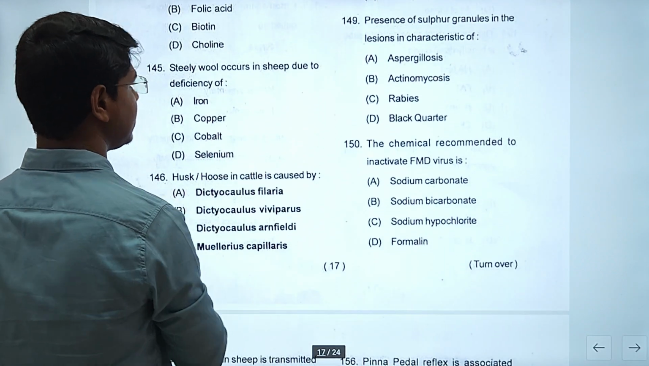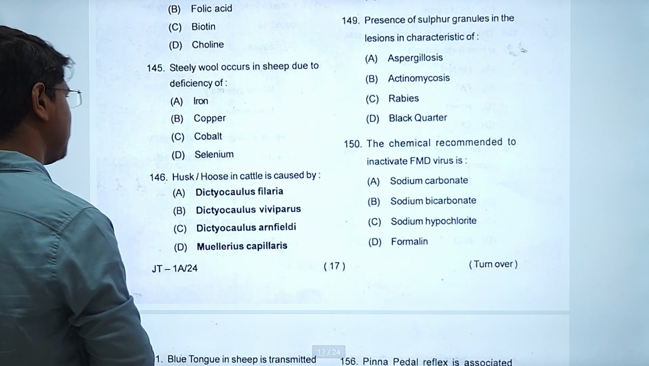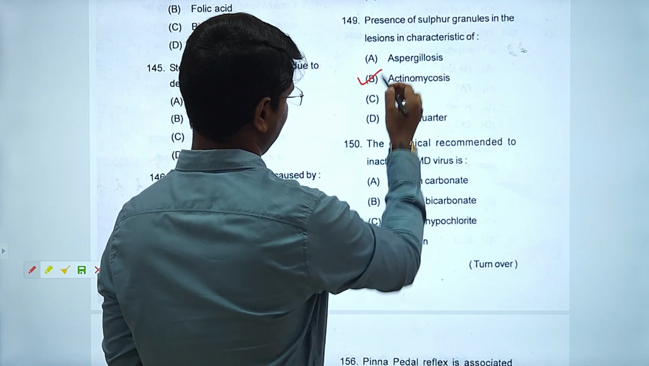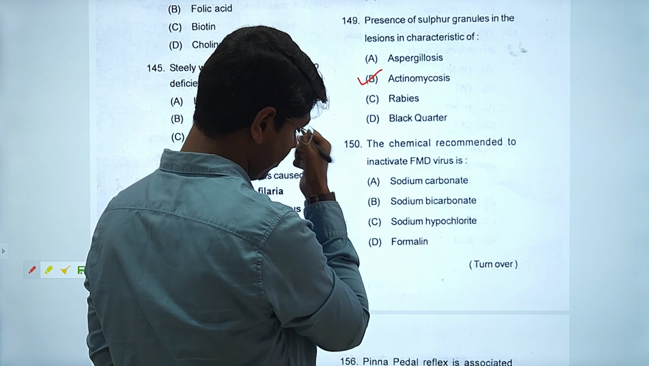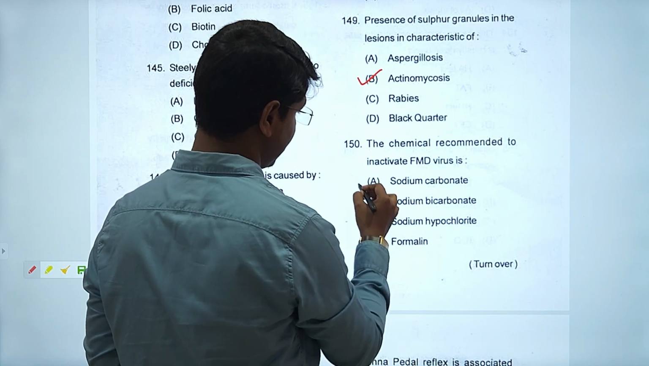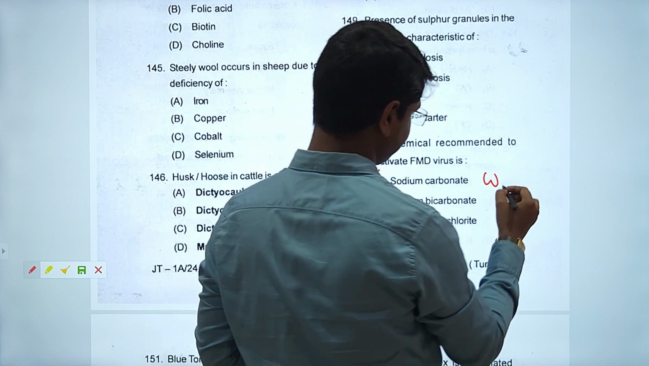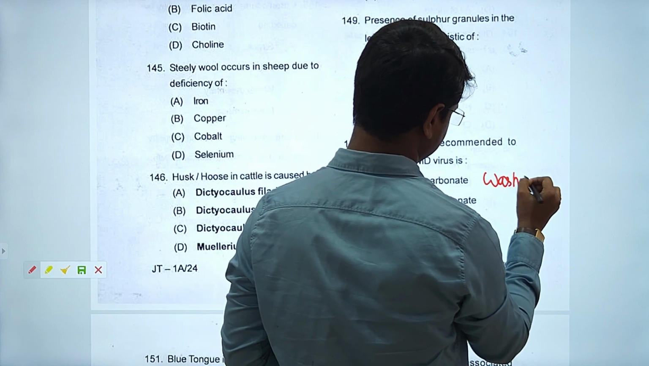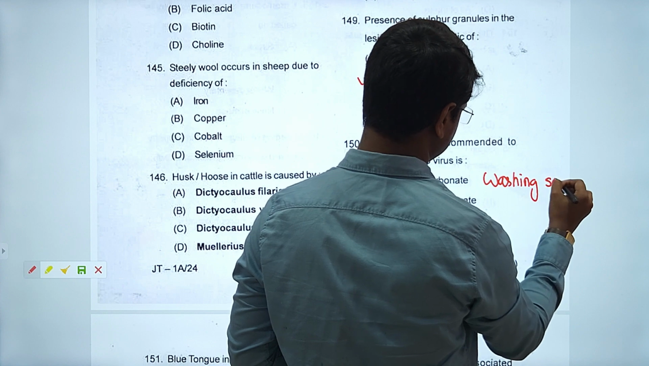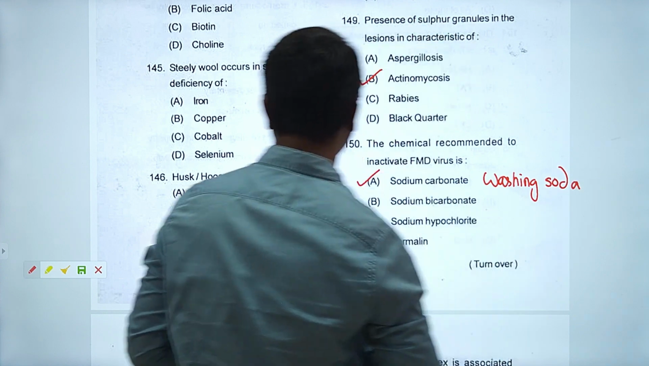Presence of sulfur granules in the lesion is characteristic of actinomycosis, a very common question. Actinomycosis. The chemical recommended to inactivate FMD is sodium carbonate, which is washing soda. I am really sorry. Washing soda.